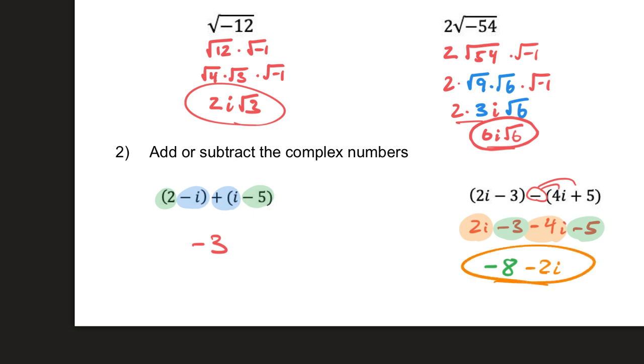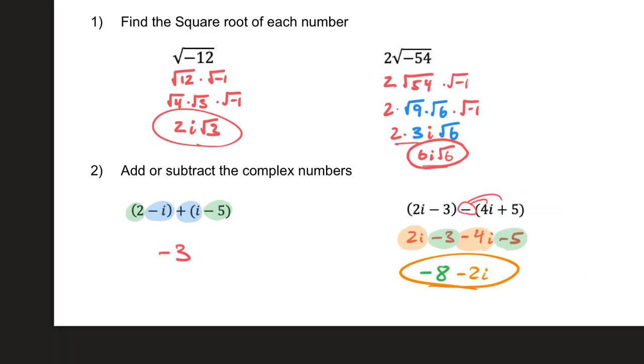Final answer. So that's what adding and subtracting complex numbers looks like.